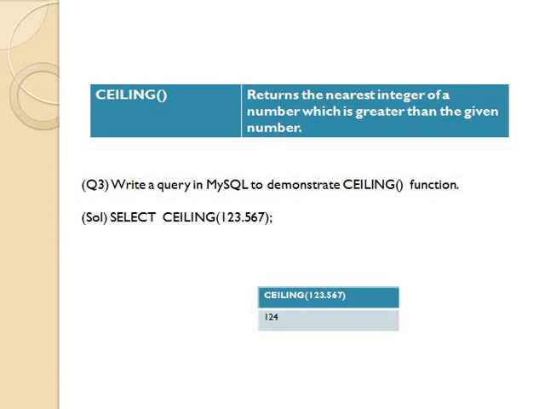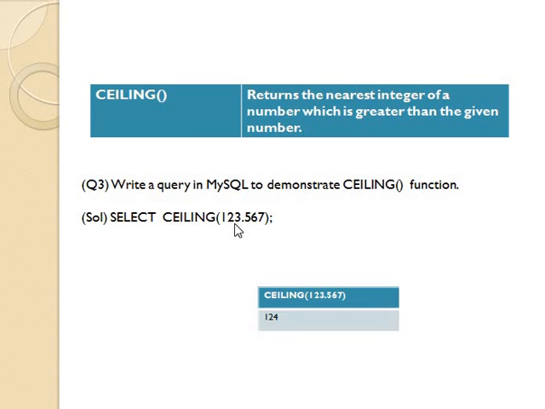Now let's come to the third numeric function called ceiling. With the help of this numeric function called ceiling, you can return the nearest integer of a number which is greater than the given number. Now just read the question. It says write a query in MySQL to demonstrate the ceiling function. Now based on this question, there is a query which says select ceiling of 123.567.